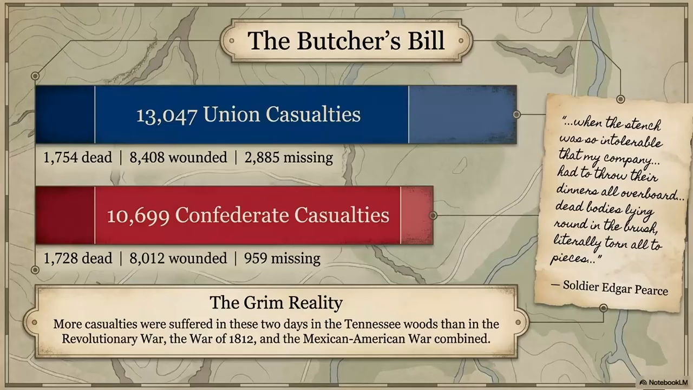We reach the final, devastating accounting of the conflict, the butcher's bill. The sheer human cost of these 2 days is staggering, leaving 13,047 Union casualties and 10,699 Confederate casualties scattered through the Tennessee woods. The grim reality of Shiloh shocked a divided nation to its core.